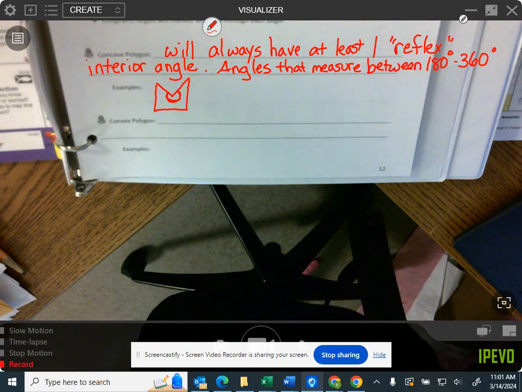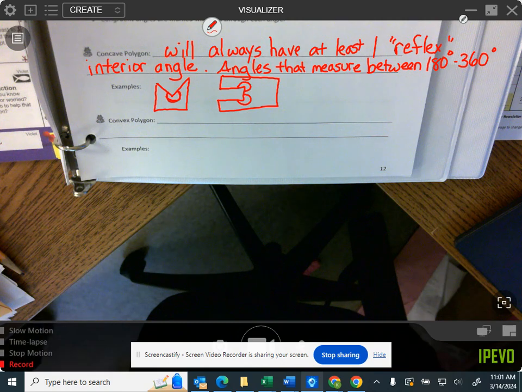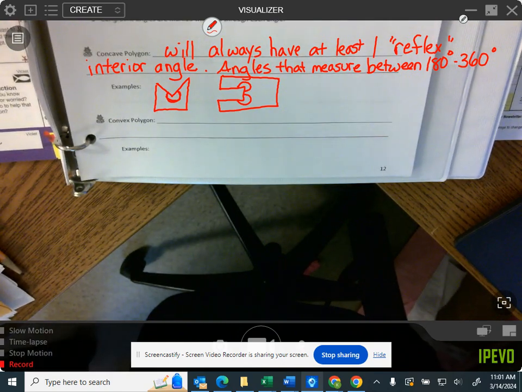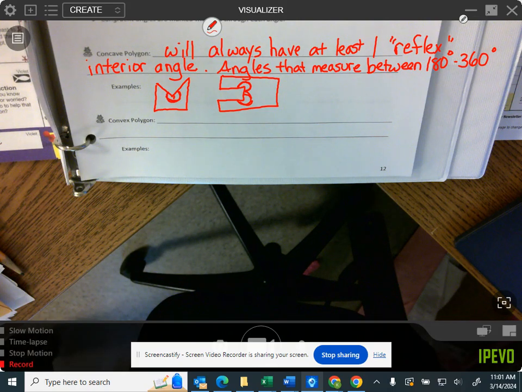Another example. Interior angles are over 180 degrees. It has caved in on a side. It's over 180 degrees. It can be just one angle. It could be multiple angles that are bigger than that 180 degrees. Okay, so that's concave. One side has caved in.